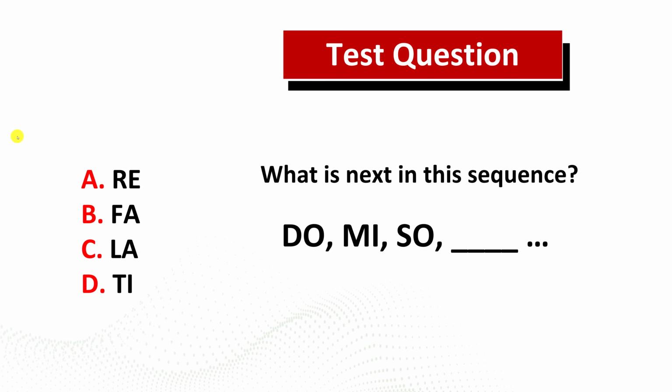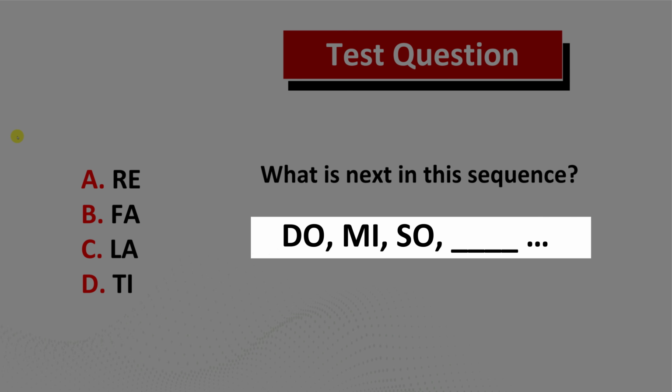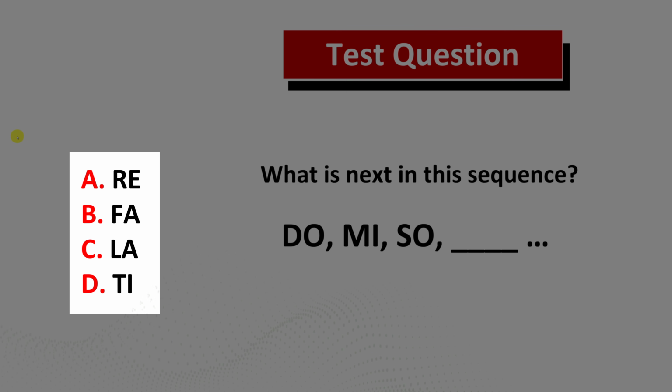And now here's the question for you to try. What is the next item in the sequence? And you have series of items, do, mi, so, and then the next item that you need to determine. And you have 4 choices, re, fa, la, ti.